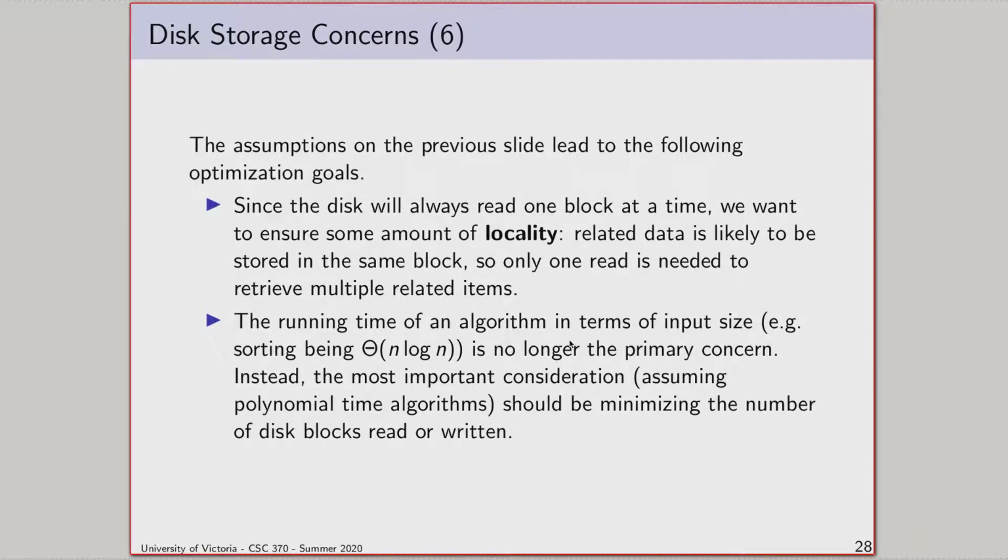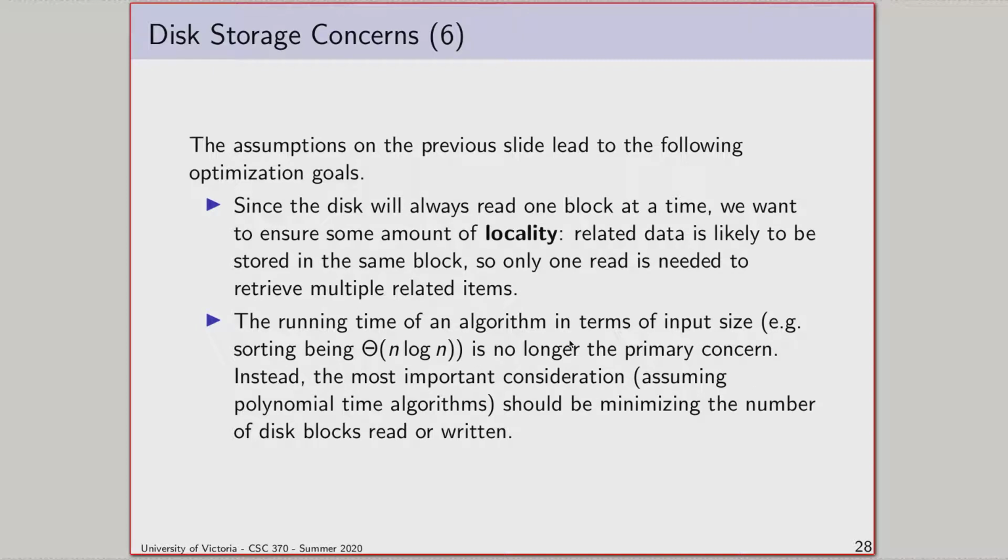So here are my optimization goals. First, if I'm reading things one block at a time, then of course I want to make sure that if I want more than 1 byte worth of data, it's nearby, because that way it's likely to be in the same block. If I need 3 pieces of data and they all happen to fall inside the same block, I can read all 3 of them by doing one disk access. I just read 1 block.